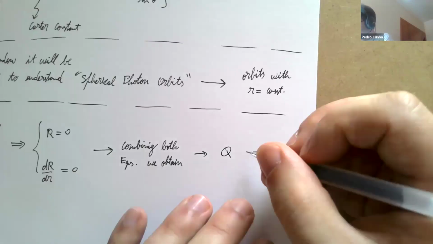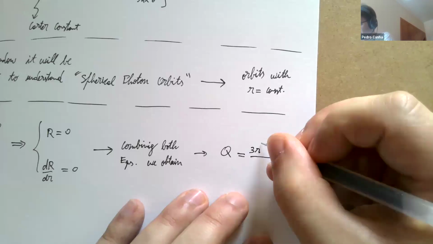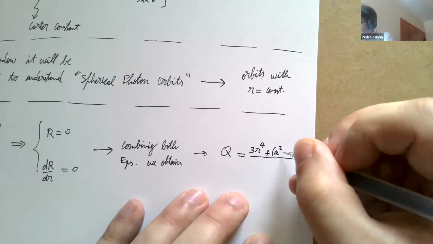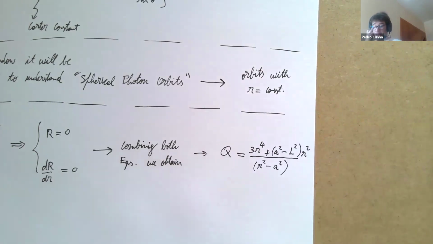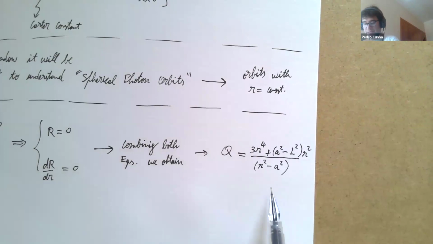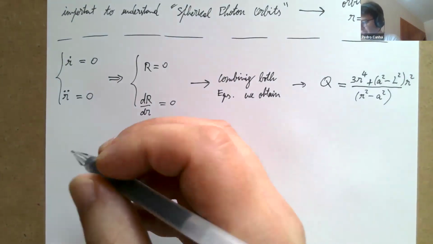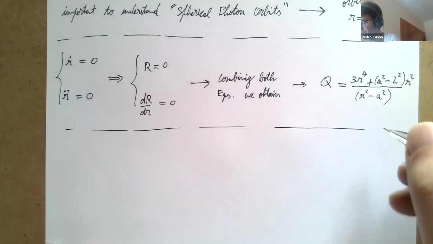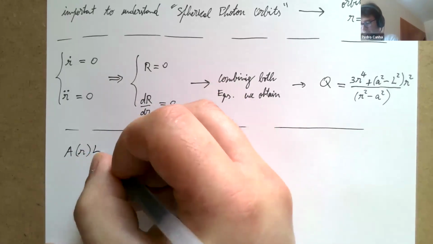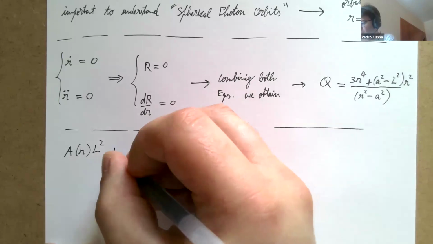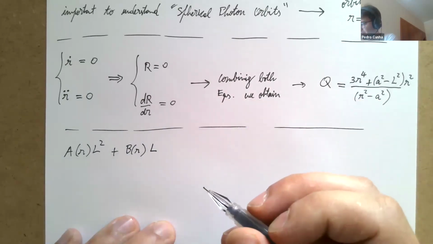we obtain the relation between the Carter constant for the spherical photon orbits and the angular momentum. You have 3r^4 plus a squared minus r squared, say, r squared minus a squared. Okay. Now, if you take this relation and you put this back into the equation here for the derivative, you obtain the following relation. You obtain some function of the radial coordinate times L squared, plus some other function, which I will not specify, times the L constant, plus some other function of the radial coordinate.